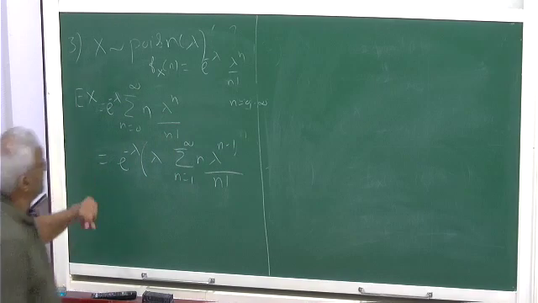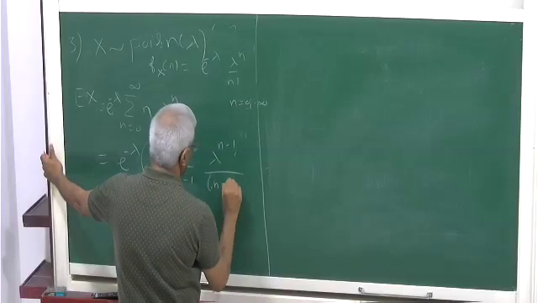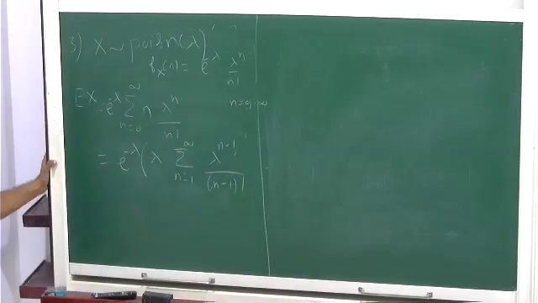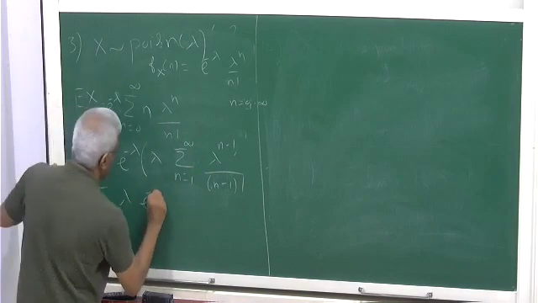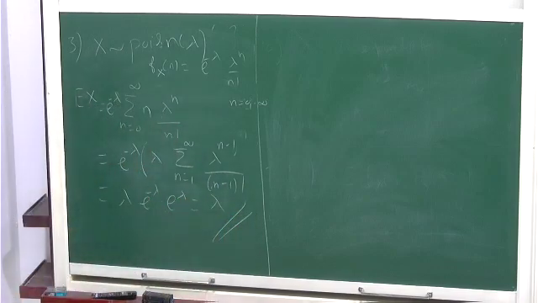Which divides, n will go away. Oh, there is no differentiation happening. Sorry, there is no differentiation happening. So this is just lambda into e power minus lambda into e power lambda, equal to lambda. Okay, that's all. Sorry.